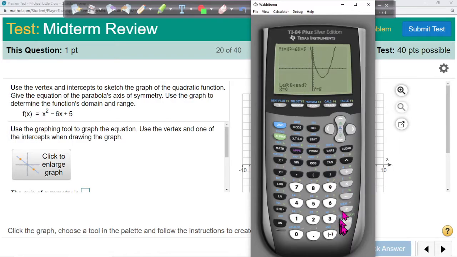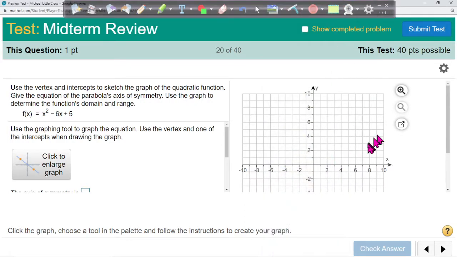Let's go back to the graph, 3, -4, and let's find, in this case, the vertex is a minimum. So at 3, we do a left bound. Notice the spider guy is over here. We walk the spider guy to the other side, anywhere to the right. We'll hit enter, and then enter for a guess. And sure enough, it's 3, -4. So there's our vertex. So now we should be able to graph this thing.